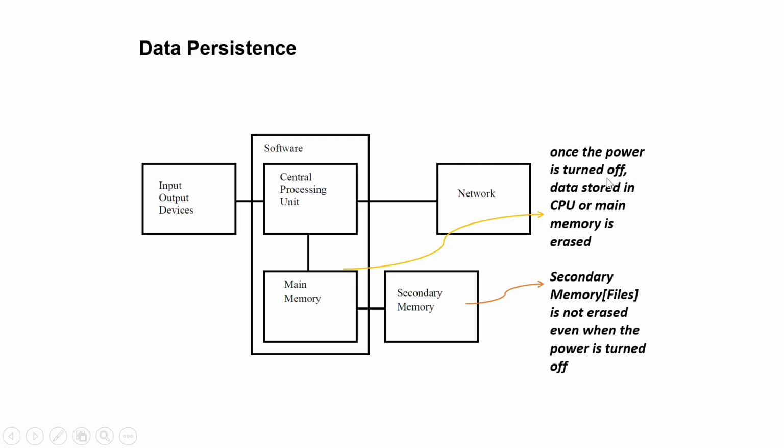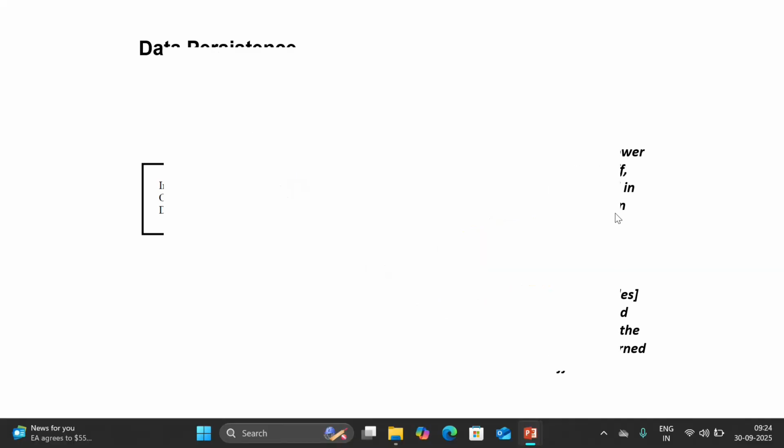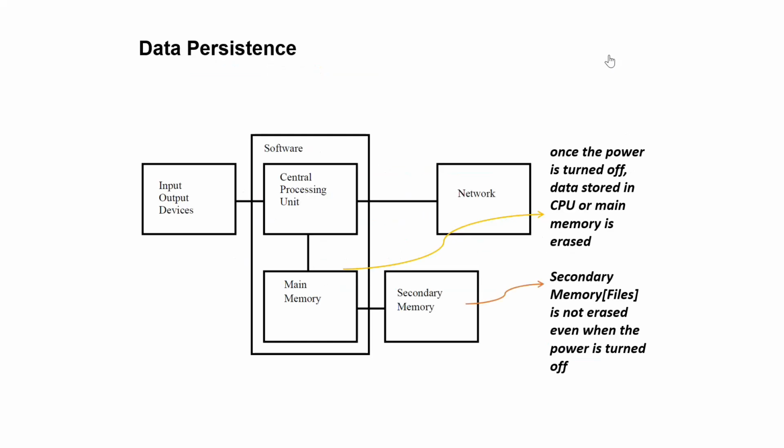So you can see once the power is turned off, data stored in the CPU or main memory is erased. Secondary memory, the files, is not erased even when the power is turned off. Right. So this is your data: how data is going to be processed by the input and output devices, the central processing unit, how data is processed in the CPU, how data goes to the main memory, I mean primary, and how data is transferred to the secondary memory. So once you turn off your computer, data is transferred to the secondary memory. Okay.